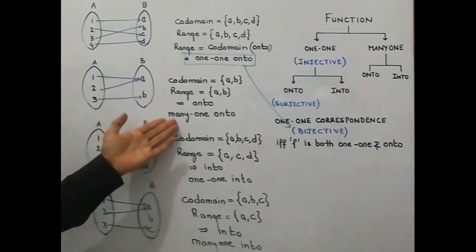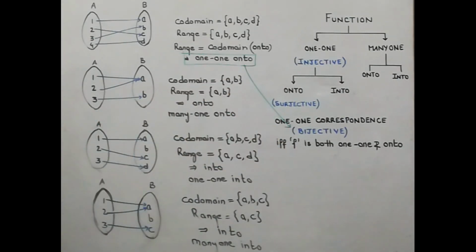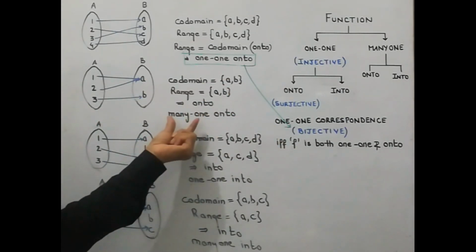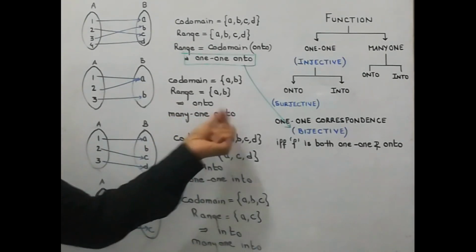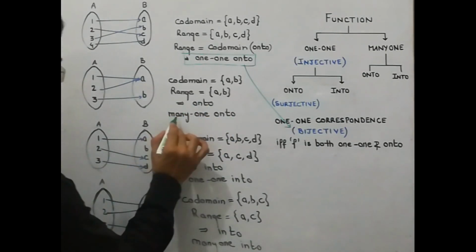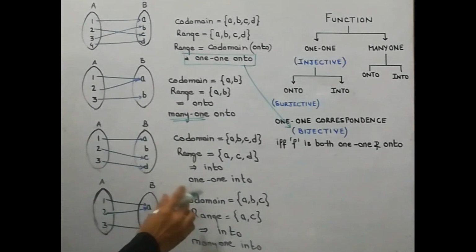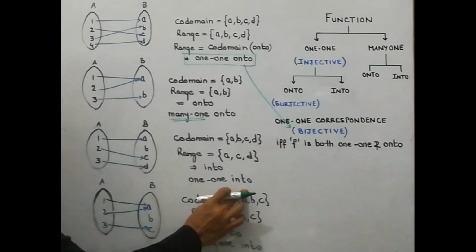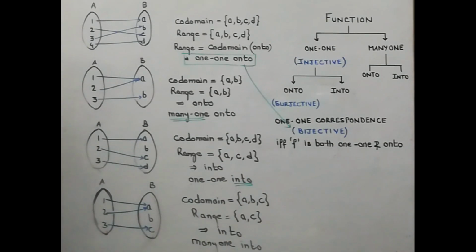Rest, this is many one onto, this cannot be bijective because this is not injective but only surjective. See, many one, it's not. This one is injective but this is not surjective, and this is neither injective nor surjective. So that means of these four functions, only the first one is both injective and surjective. So we will say the first function is bijective.